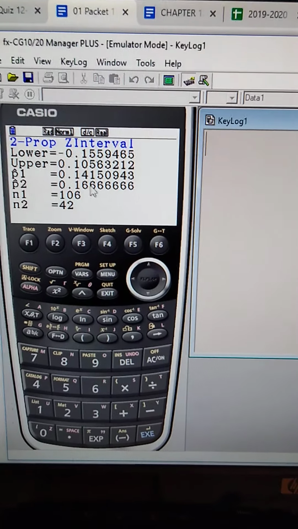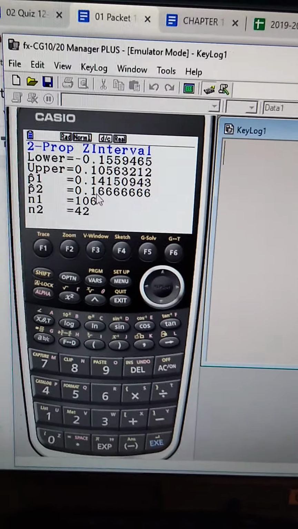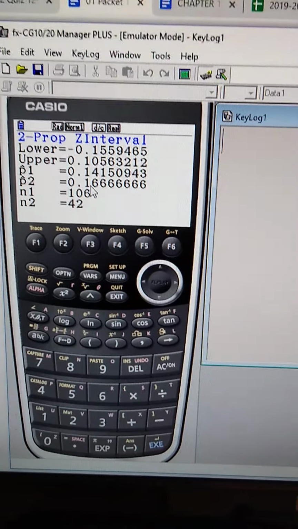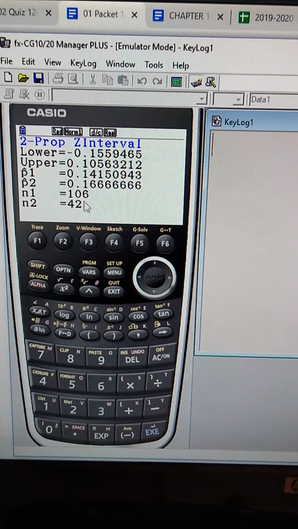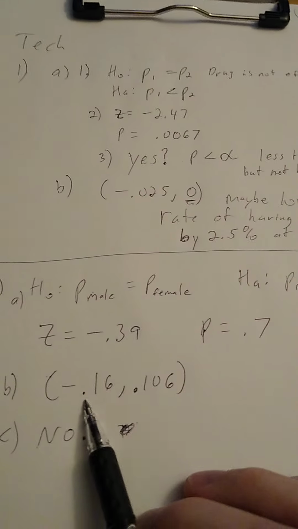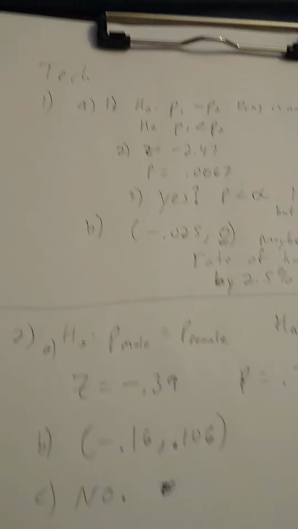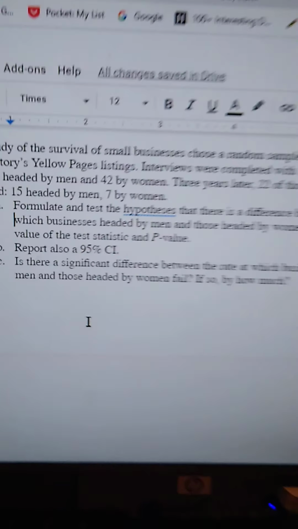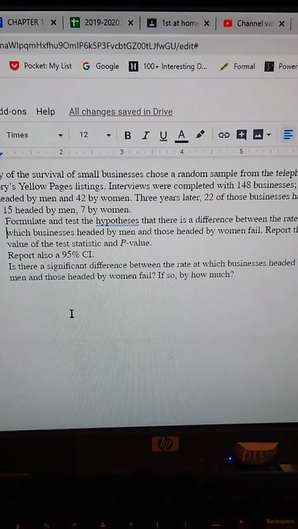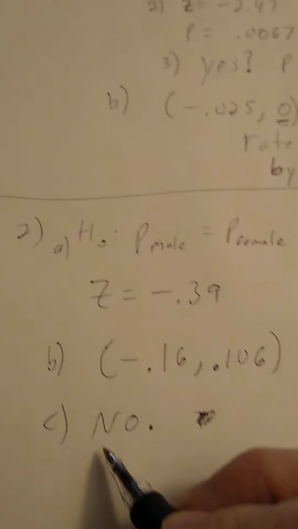So while almost 17% of businesses run by women failed, and only 14% for men, with these sample sizes, we don't have enough information to say that there is a difference. 0 is clearly in the interval. The question: is there a significant difference between them? If so, by how much? No, there is not.